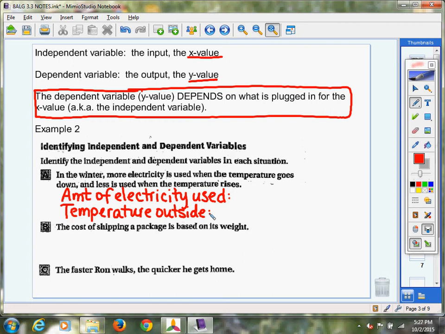So the amount of electricity used inside your house depends on how cold it gets outside. You're going to use more electricity the colder it is, and you're going to use less electricity the warmer it is, okay, in the wintertime. So the amount of electricity depends, this is your dependent variable. And the temperature outside is your independent.